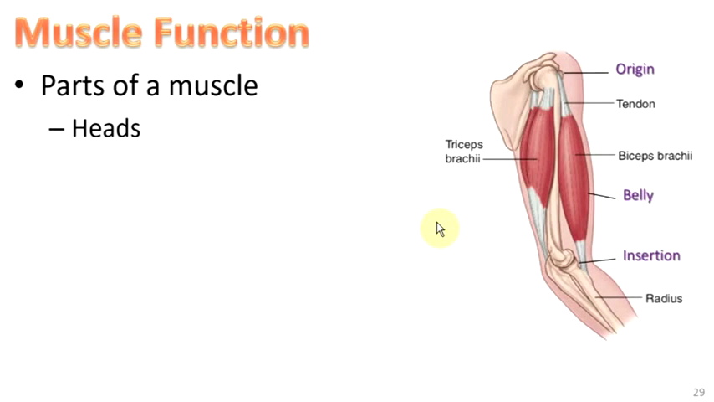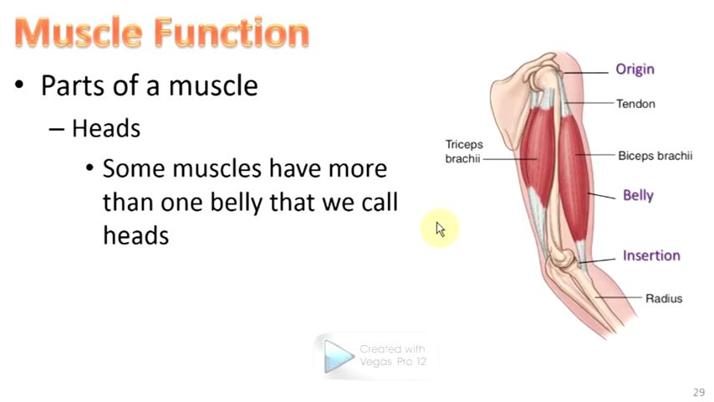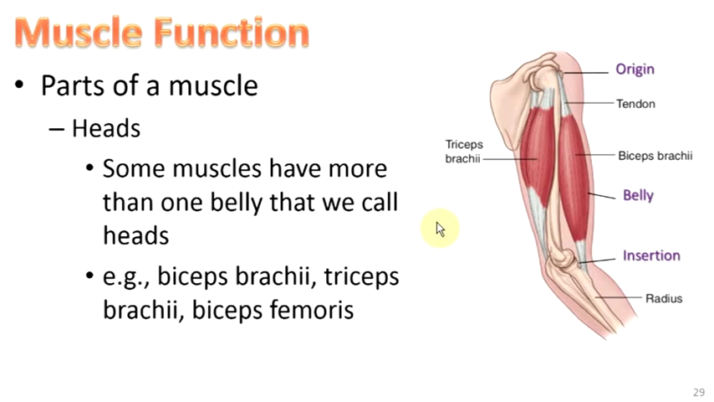Okay, so there are these things called heads of a muscle. Not all of them have them. Some muscles have more than one belly. And so where they originate is called the head of the muscle, or even the belly is called the head of the muscle sometimes. Examples are biceps brachii and triceps brachii. So this word here, biceps, bi means two, sep means head, brachii means arm, which is this part, the upper arm. So this means it's on the arm and it has two heads. Well, the triceps is the same thing, but it's on the back here and it has three heads.